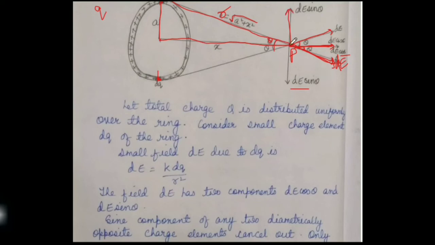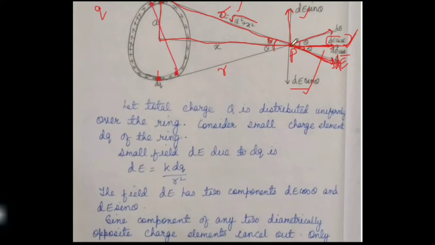Electric field is same at these 2 points dE, dE, because distance is same. This one is also r, this one is also r. Charge is same, so electric field is same, but direction is opposite. So net electric field at this point P is this sine component cancel out each other, both are in opposite direction. Only cos component can be added. So total electric field is only due to this cos component, not due to sine component. Again you take this point and again diametrically opposite end this point.